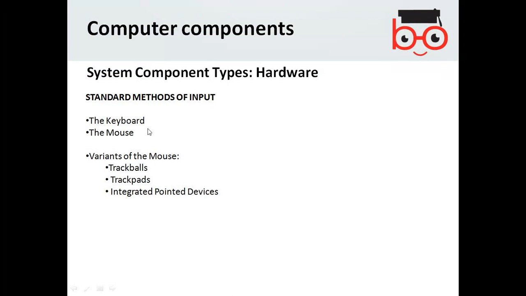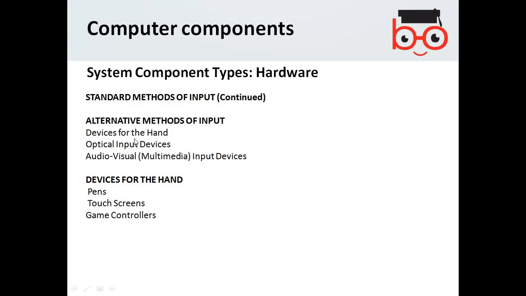The keyboard and mouse are used for input. Certain different types of the mouse, like a trackball, trackpads, and integrated pointing devices, are the terms given as a classification. Like the touchpad of the laptop that you are using nowadays, they come under this category. Alternative methods of input are devices for hands, optical input devices, and audiovisual input devices, like pen drives, touch screens, and game controllers.